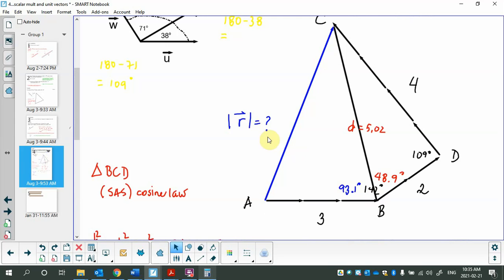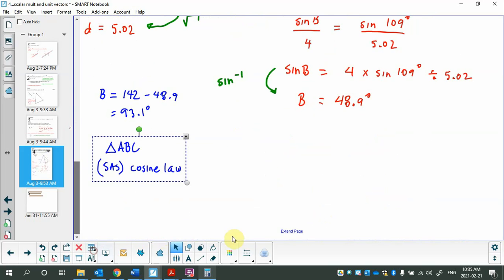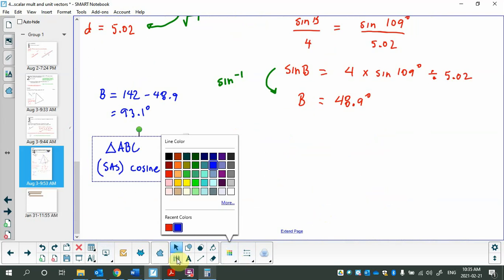So R is actually B. I'm going to keep calling it R. This is 5.02. This is C, which is 3. You can label it or you can leave it unlabeled. It depends on how you want to deal with it. So I'm actually looking for little b. So I'm going to write this officially. My choice.